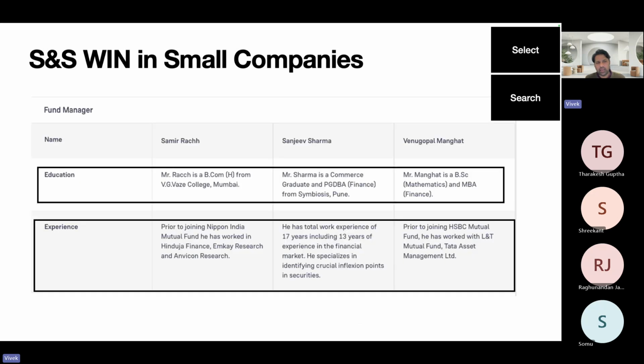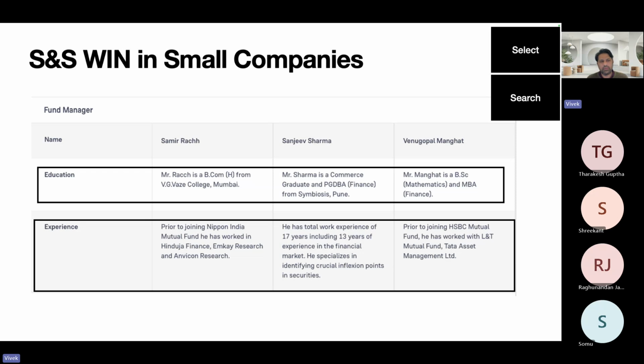As I was saying, the other thing you would look at is who is managing these funds. You do a little bit of research on these people. You will know that each of them has a finance background. Most of them have been, especially like Sanjeev, who is managing the Quant fund.